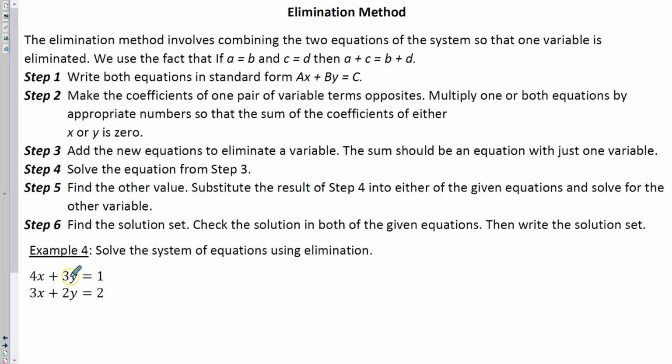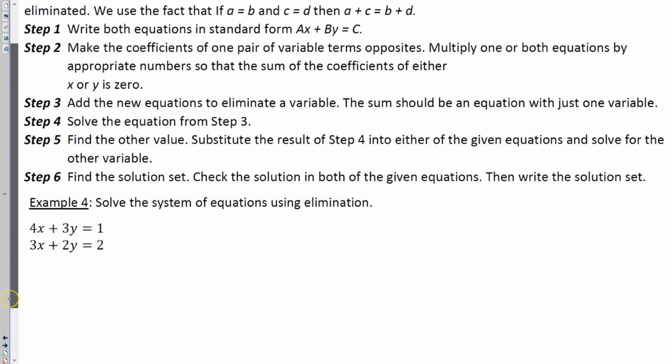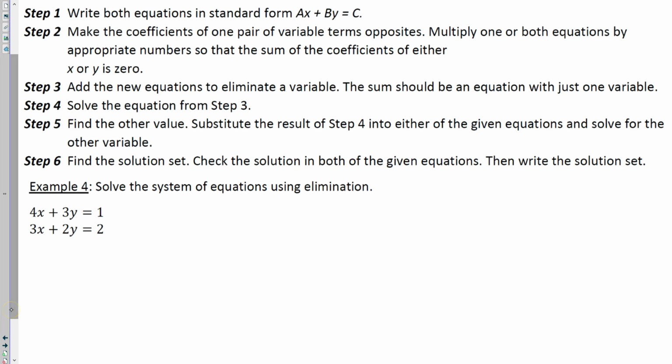Or, similarly, I could make both my y's have the same coefficient value of 6 by multiplying the top equation by 2 and the bottom equation by 3. So that's what we want to do to allow our elimination method to go smoothly. We want to multiply one or both of our equations by whatever number we need so that the coefficients would have the same value, but one would be positive and one would be negative.